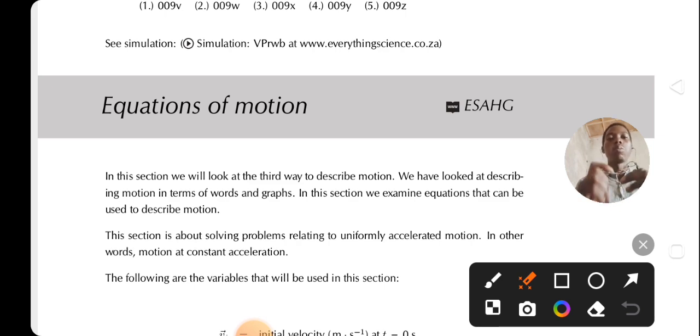In other words, motion at constant acceleration. Uniformly accelerated motion is also called motion at constant acceleration. The following variables will be used in this section. So let's look at the variables that we are going to be using to solve the problems of uniformly accelerated motion.